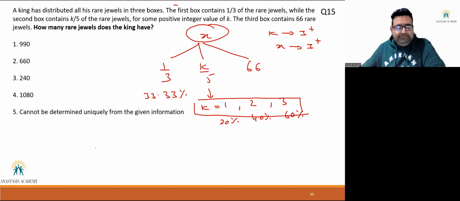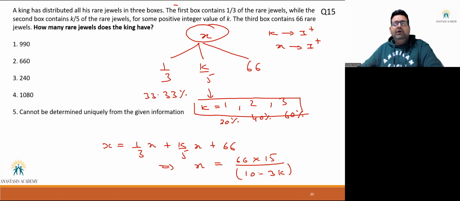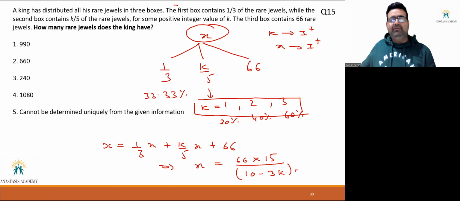Or you can say that x will be 1/3 of x plus k/5 of x plus 66. Now if you solve, this will become x equals to 990 upon... I'm not solving the number because we just need to find out the integral values, so x is 330 upon 10 minus 3k. Now here, we just need to put k as 1. If we put k as 1, 10 minus 3 will become 7. Now there is no factor of 66 and 15 having 7. So this is not possible. It will give me a fractional value of total number of jewels.